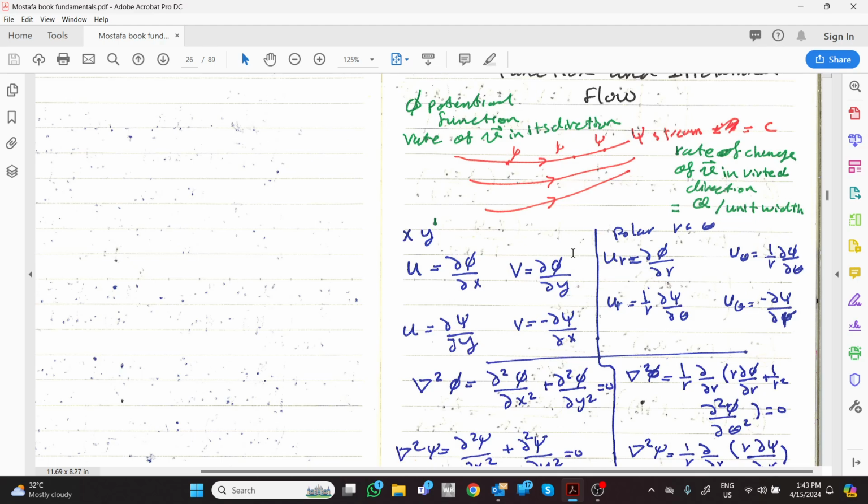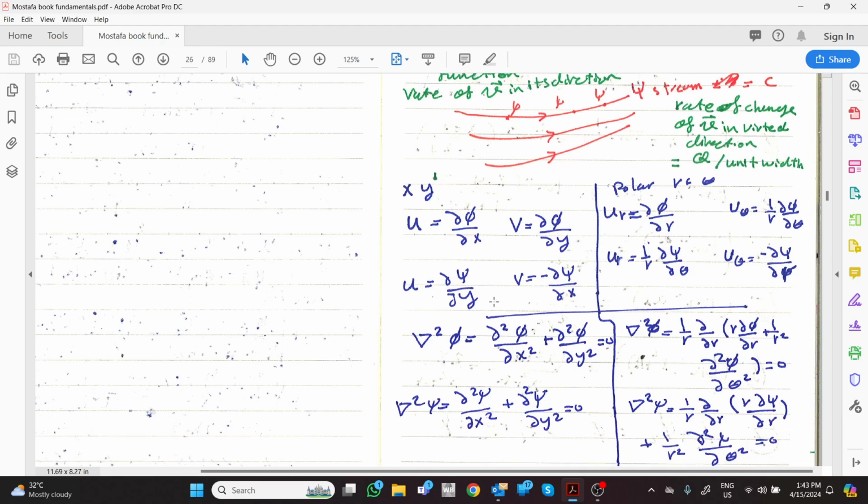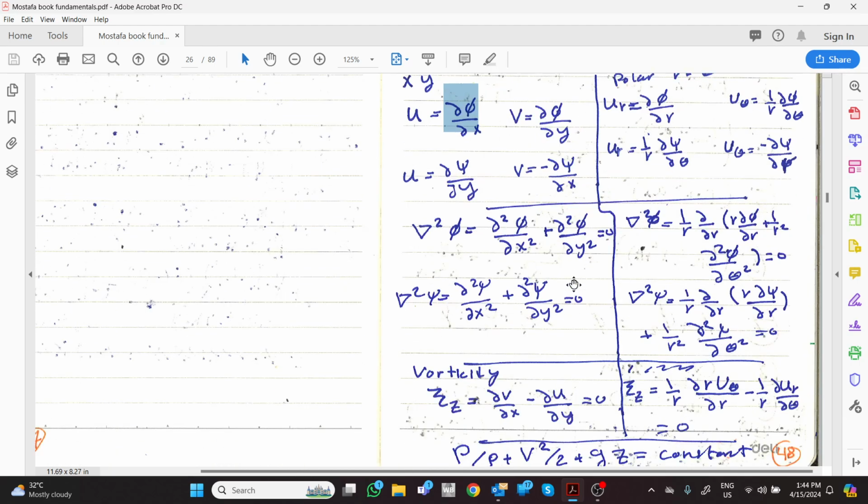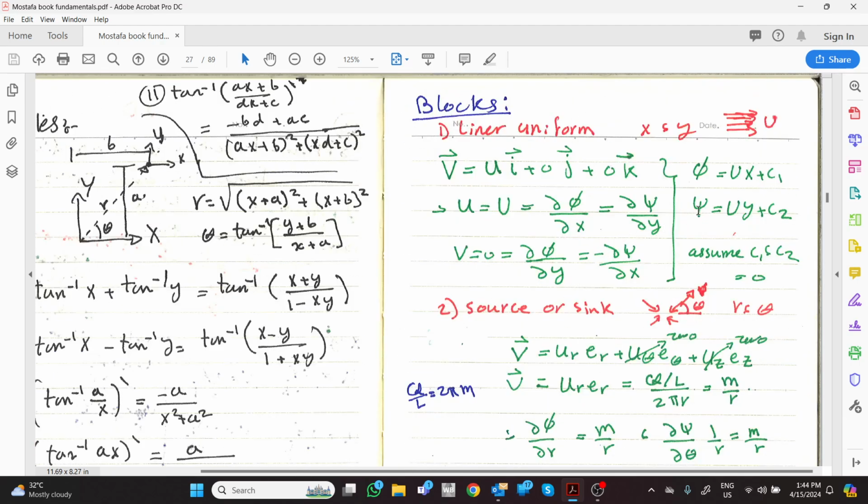Remember Taylor series. Okay, so rate of change can be added, which also gives us that phi is the rate of change in x direction and psi is the rate of change in y and x, so we can add the rate of changes. Keep it in mind.